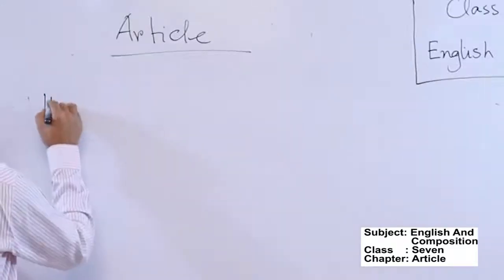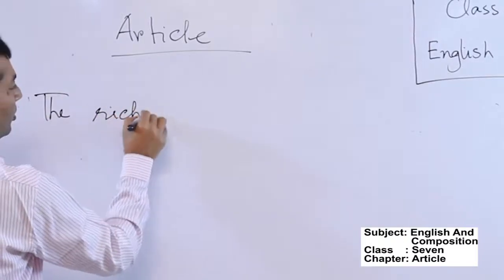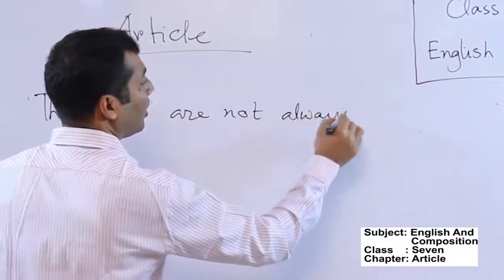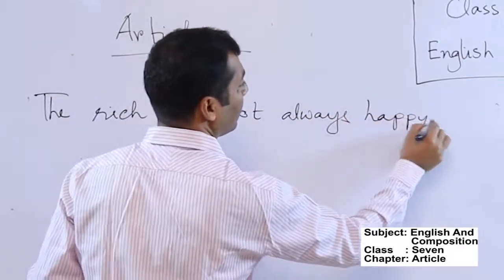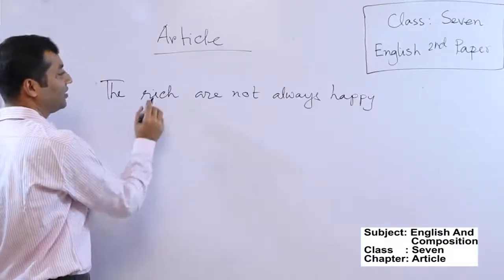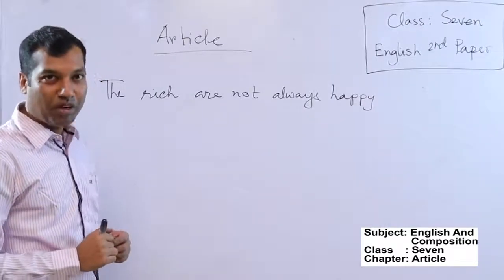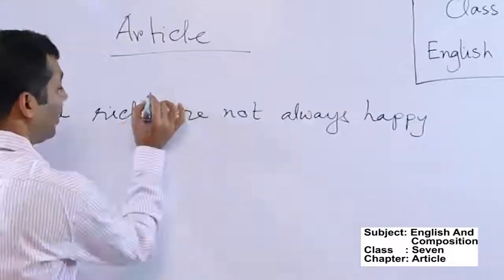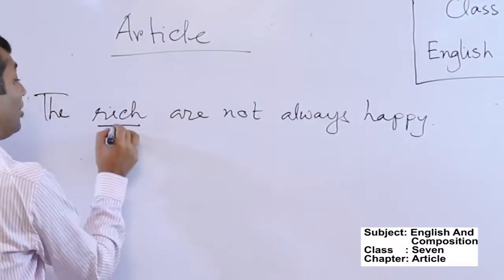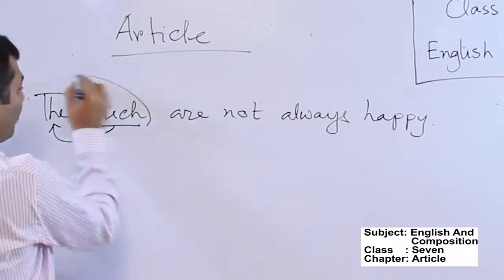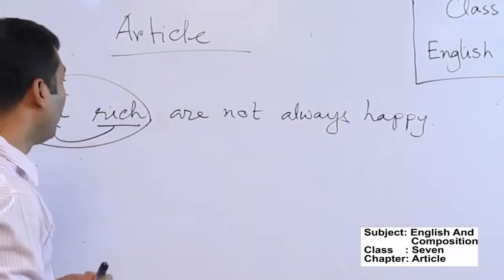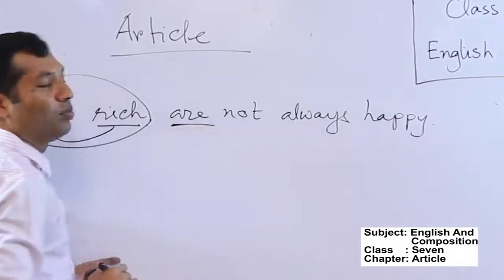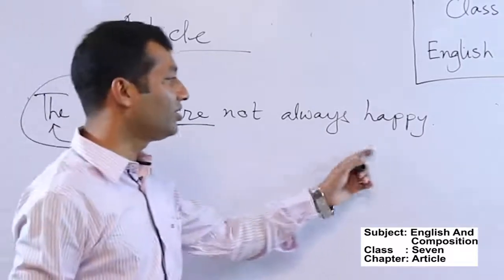For example, the rich are not always happy. Here, basically the sentence is rich people are not always happy. But we have not used the word people, the noun people here. Rather, just by using the before the word rich, we have made it a plural common noun. And as it is a plural common noun, the verb must be in plural form. The rich are not always happy.